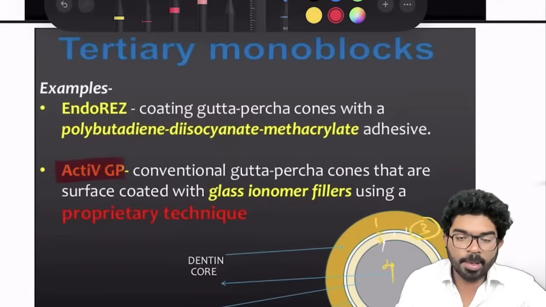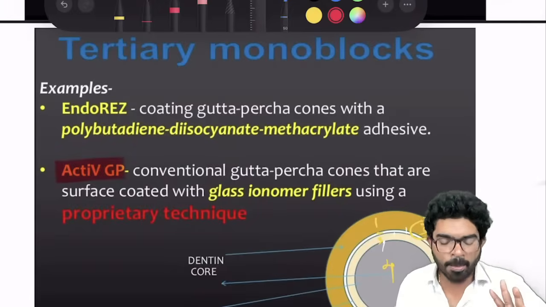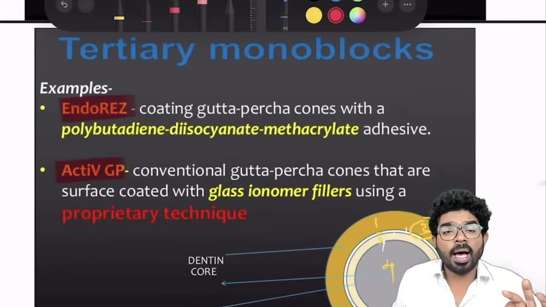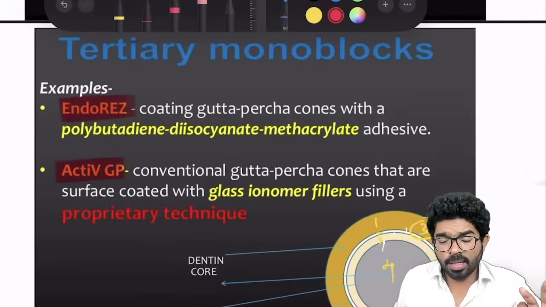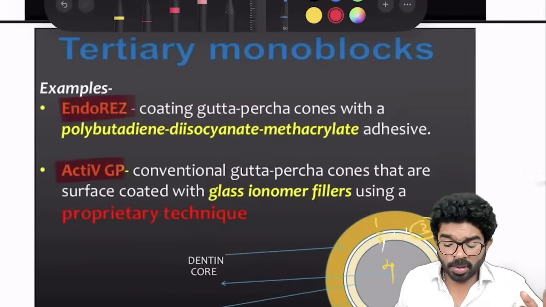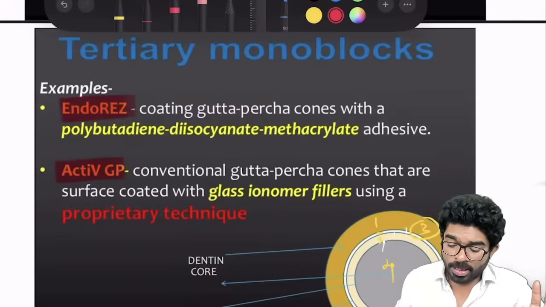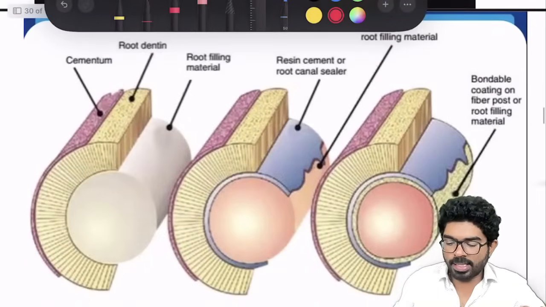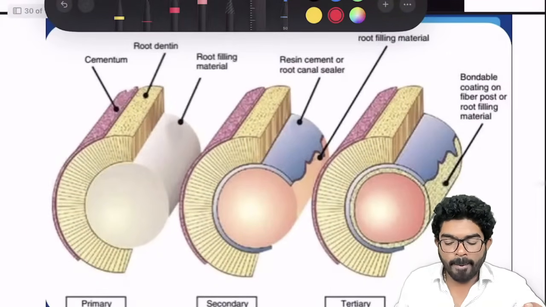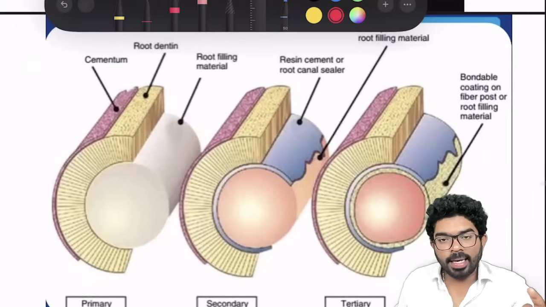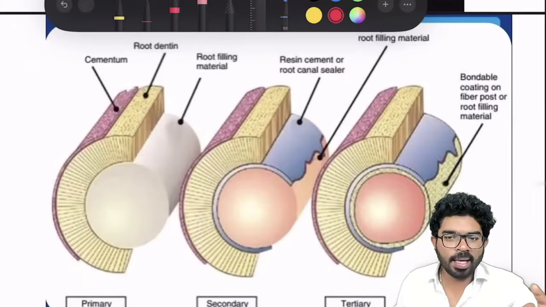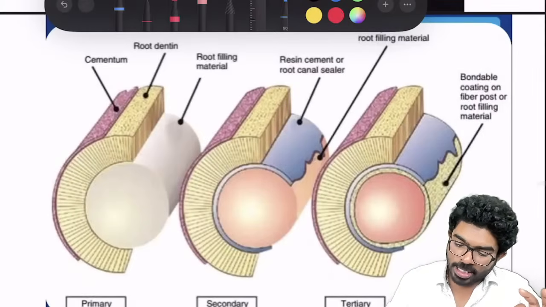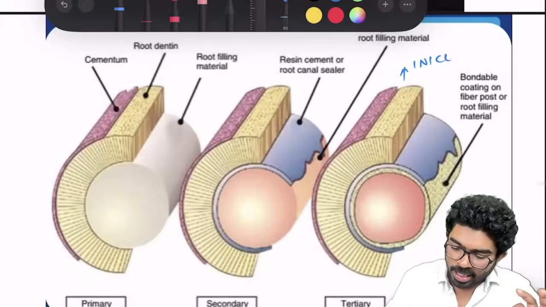One year, I have already discussed Active GP. So one year an Active GP example was given, and the second year an Endosequence example was given. Both Endosequence and Active GP come under the tertiary monoblock technique. I told you Active GP is a combination of gutta-percha with glass ionomer cement. So this is the exact diagram which is given. Primary, secondary, tertiary: these are the exact diagrams given in the examination. This diagram based question on tertiary monoblock was given in INICET straight from standard textbooks.